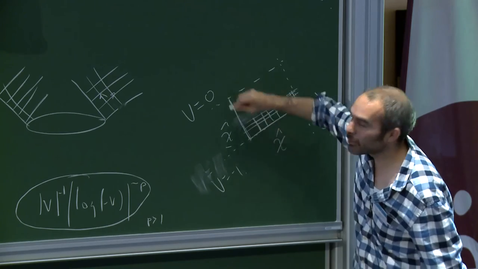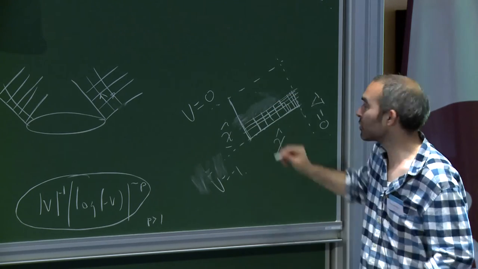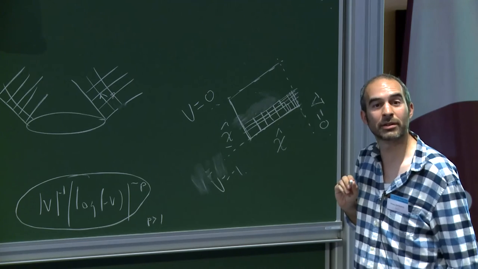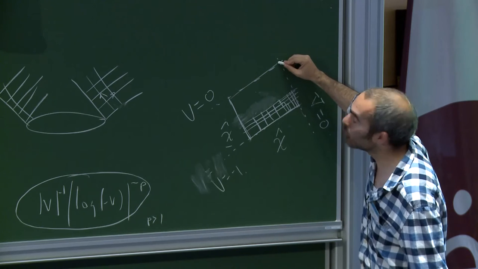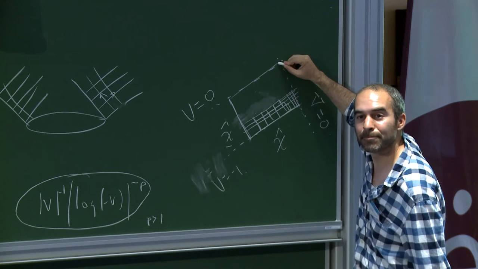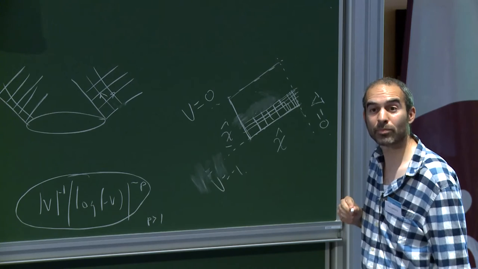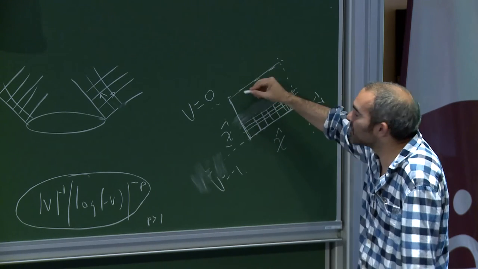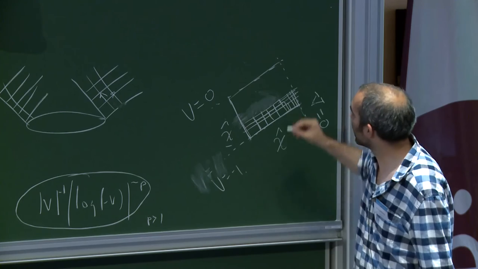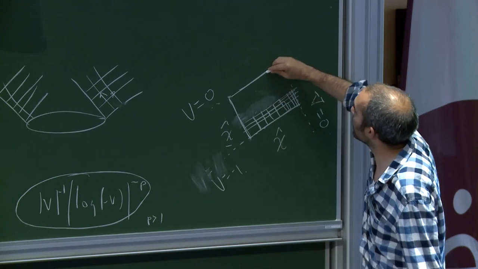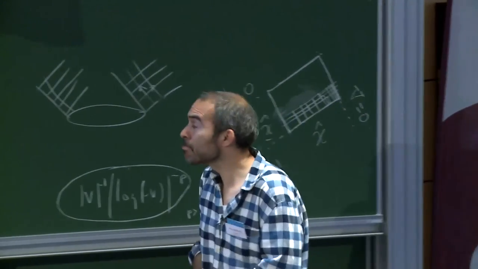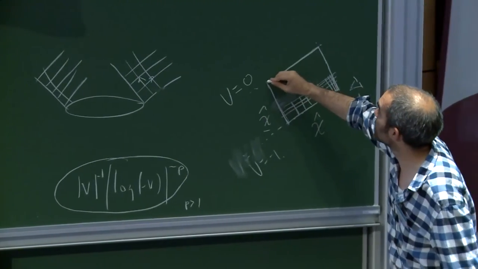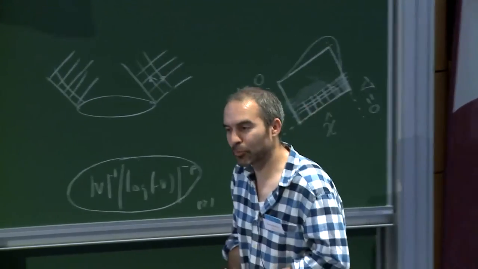You also have a singular front here. And you can arrange the data so that you can solve in this whole neighborhood here, in all of it. So you have existence up to this bifurcate sphere. So this creates a little piece of spacetime such that the spacetime has a weak null singularity here and here. Moreover, you can extend continuously the metric beyond. So that was Jonathan's work.